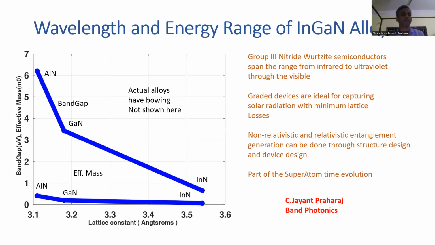This is a starting slide, just showing something about semiconductors. These aren't directly going to the topic, but this basically shows some effective mass and band gap and things like that. So they can be used to make devices. We can make certain entanglement devices, quantum entanglement. For example, non-relativistic and relativistic entanglement generation can be done by doing structure design and device design in this material.